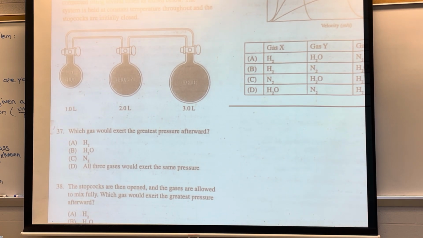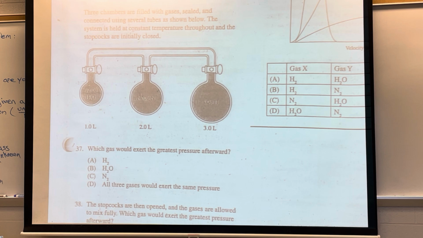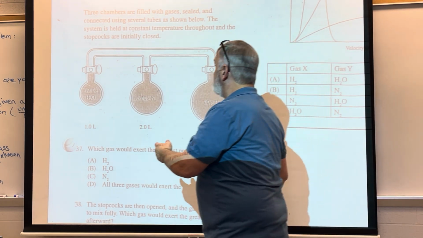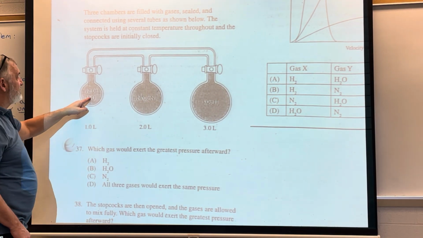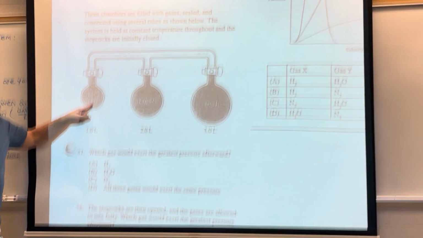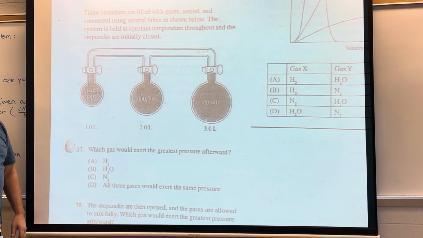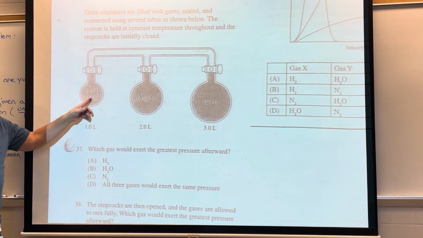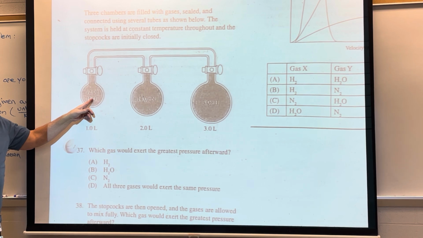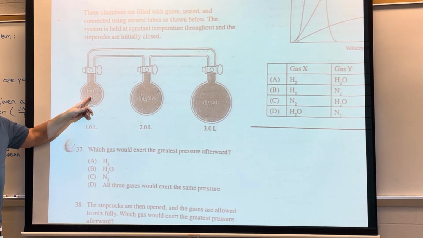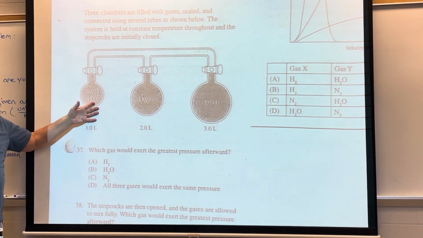I don't really quite understand this question. Which gas would exert the greatest pressure afterward? The valves are closed, so we're just in here. So 12 grams of water, what's the pressure going to be dependent upon? Moles, right? 12 over 18 is 2/3 of a mole. So it's like 0.67 over 1, so 0.67 molar.